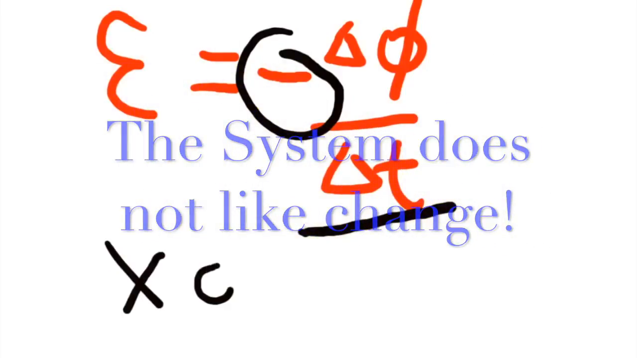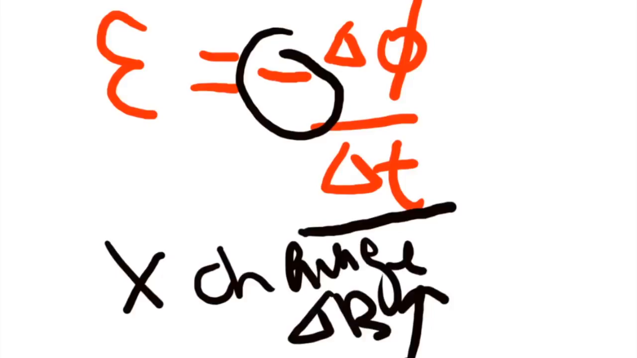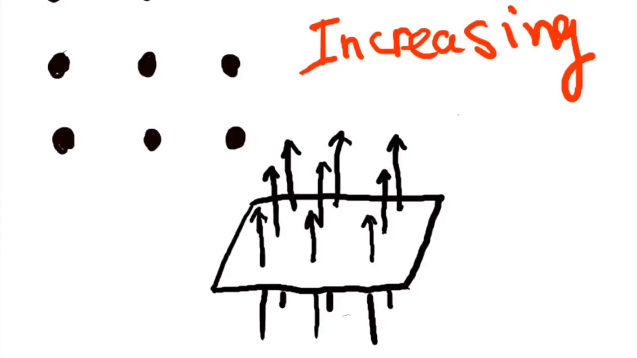The negative sign has to do with the principle that the system does not like change. Whenever a change occurs in the magnetic field, the system tries to think of a way to bring the field back to the original state. So a current is induced to try to reduce the change in magnetic field by creating a magnetic field in the opposite direction of the change.